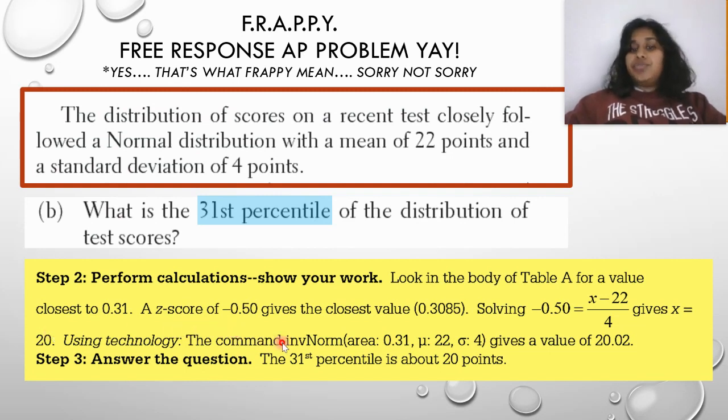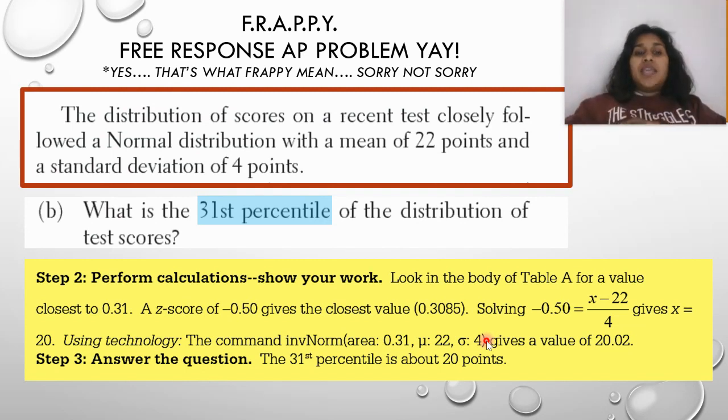You can also, of course, use your TI calculator. If you use a calculator on a free response, you must include what you did. Just write the command into the FRQ. That's all you've got to do, and then write it out. But if all you do is put your raw score of 20, you don't get credit because nobody has any idea where you got it from. They just see a correct answer. So the 31st percentile is about 20 points.